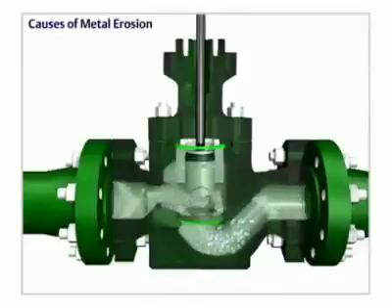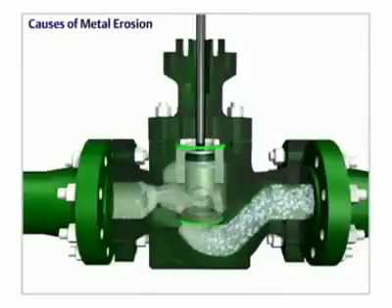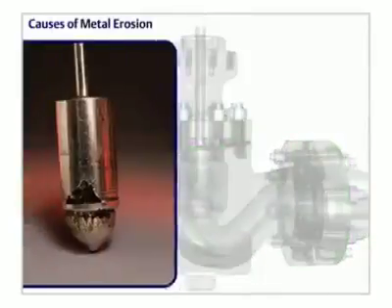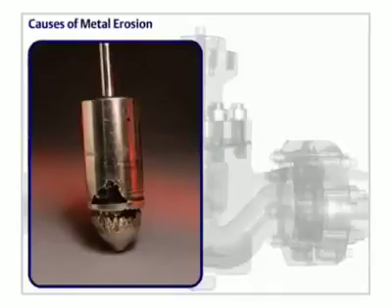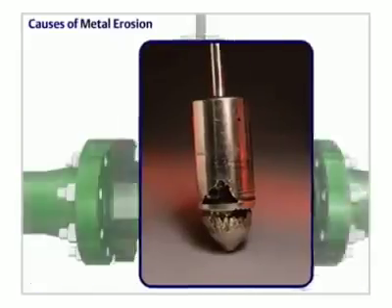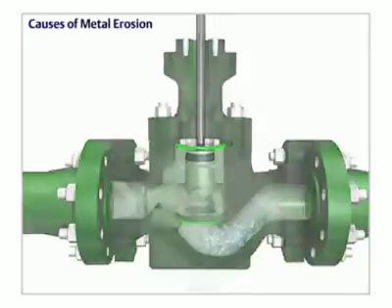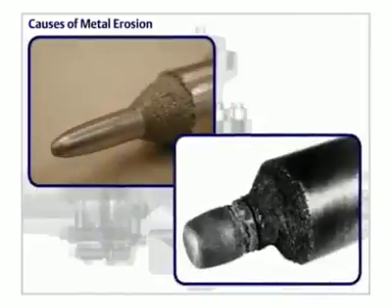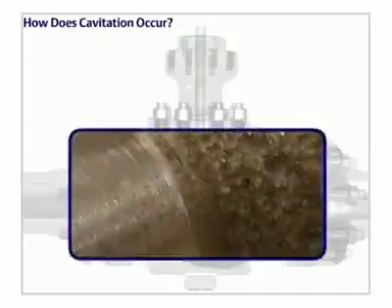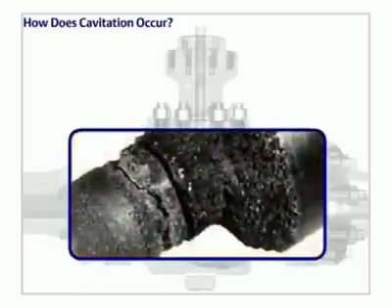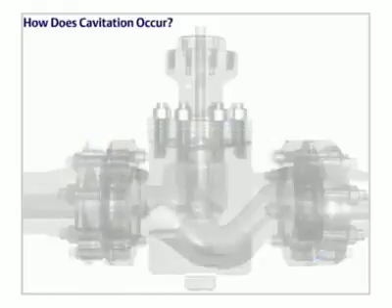Flashing occurs when the fluid vaporizes and remains a vapor. Metal erosion caused by flashing appears smooth and shiny. Cavitation occurs when the fluid vaporizes, then returns to a liquid state as the pressure increases downline. The metal damage caused by cavitation is rough and irregular due to pitting of the surface. Cavitation is a major source of damage in control valves and other components.